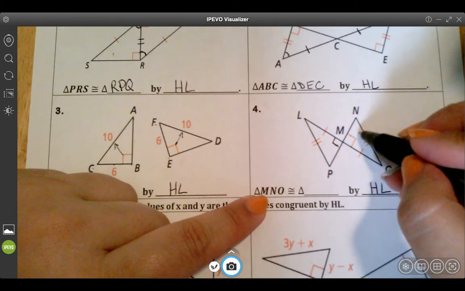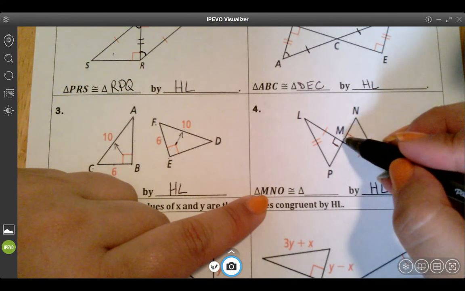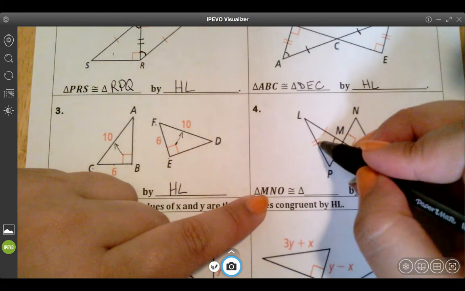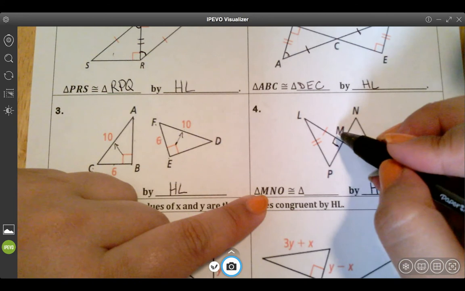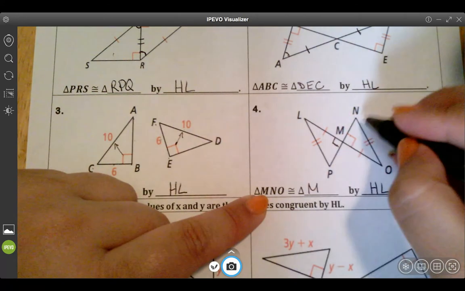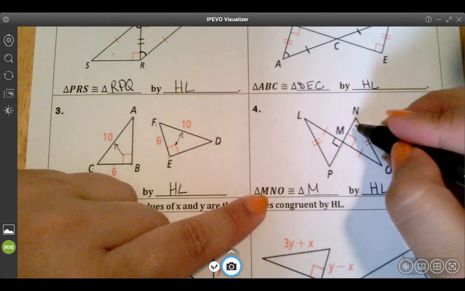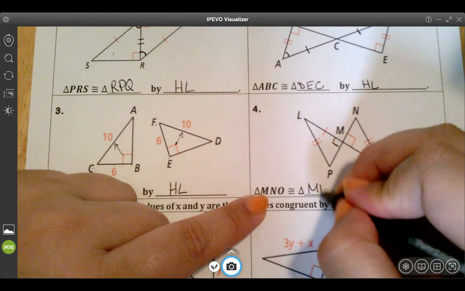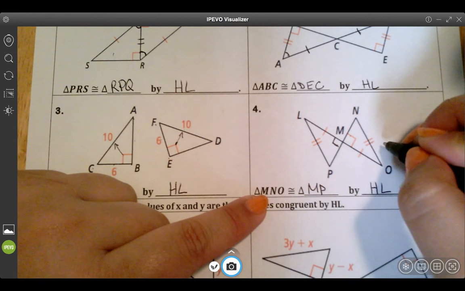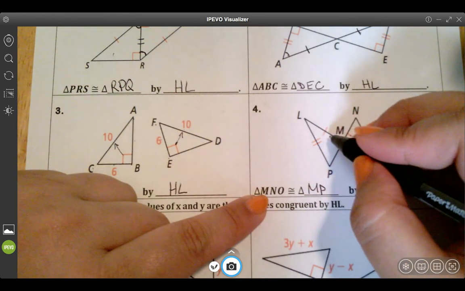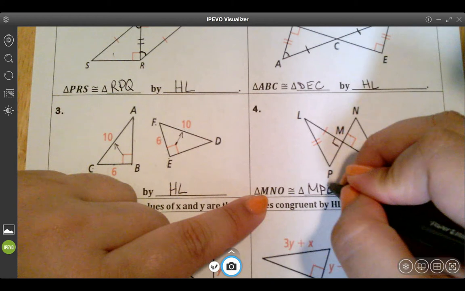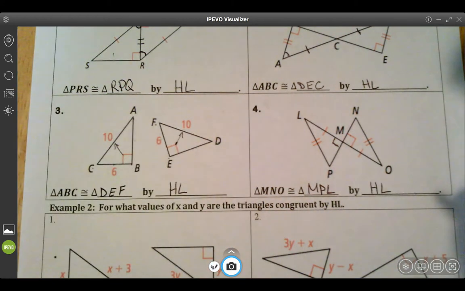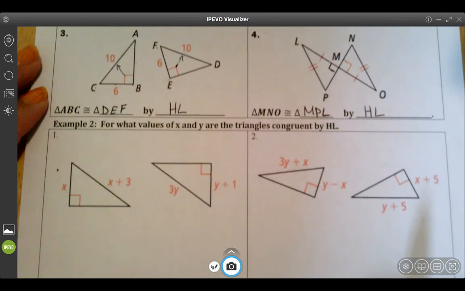MNO. So we're looking at, this is our already named triangle. Angle M is the right angle. So in this triangle, our right angle also M. N, between 2 and I don't know. Over here, 2, I don't know, is P. O, between 1 and 2. L, between 1 and 2. Okay, so that's a couple practices. Let's see if we can apply HL to find some variables.